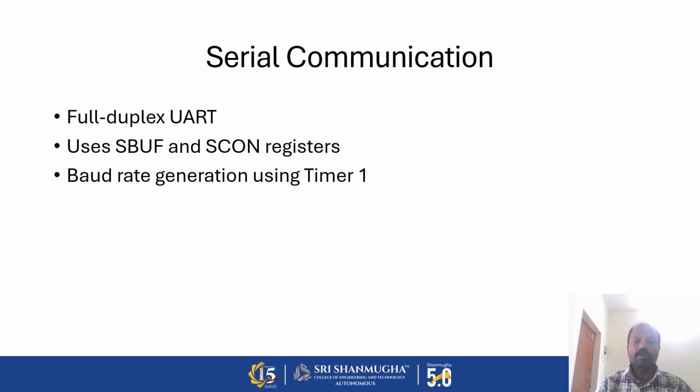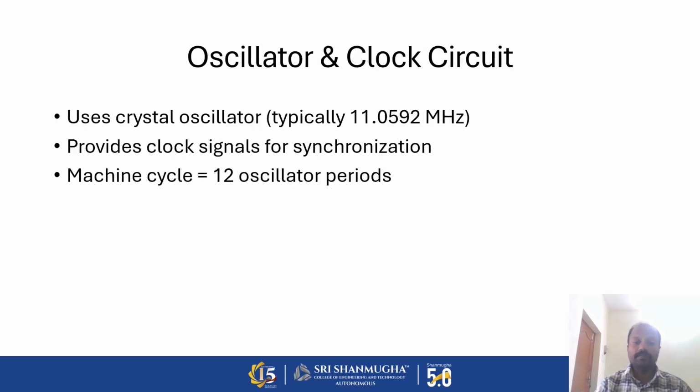This is serial communication, which is a full duplex UART, that is universal asynchronous receiver transmitter. Full duplex means communication is possible in both directions. It uses the serial buffer and serial control register. We mainly use these two registers for serial communication: SBUF and SCON. Baud rate is generated using timer 1. We can select different baud rates using the timer.